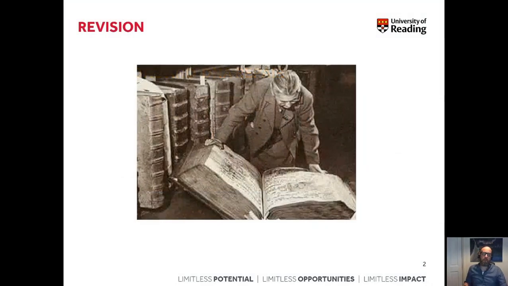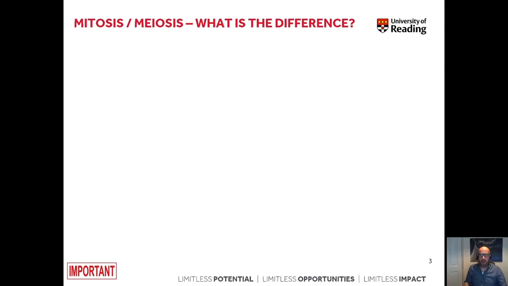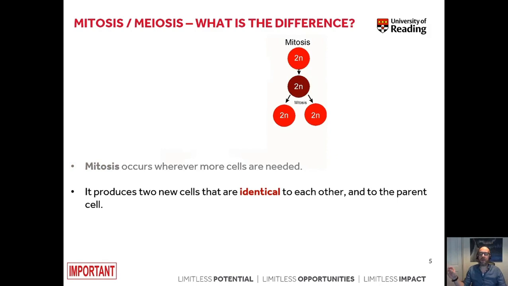So, what did we learn last week? Last week, we had a closer look at two processes by which the cells are dividing. We learned something about mitosis and meiosis. So, what is the difference? Mitosis occurs whenever more cells are needed. For example, after injury, or in disease, stem cells are getting reactivated and divide to repair the lesion. Mitosis always produces two new cells that are identical to each other and also to the parent cell.